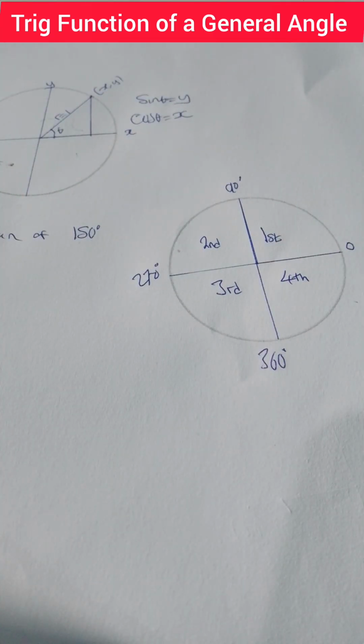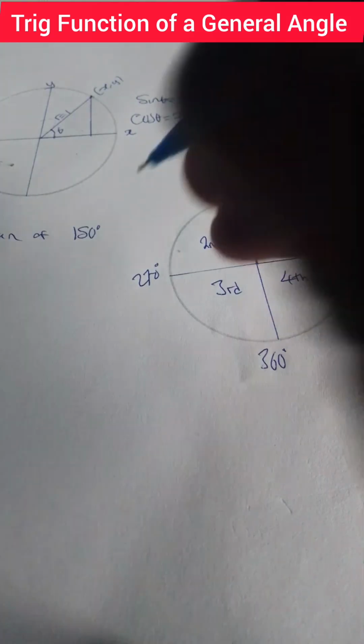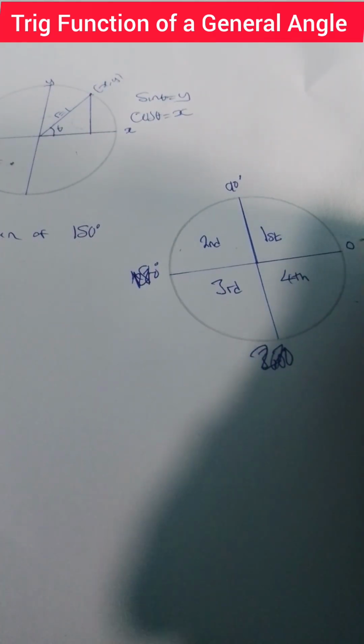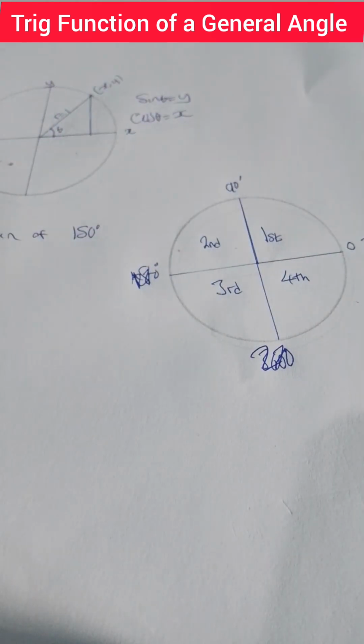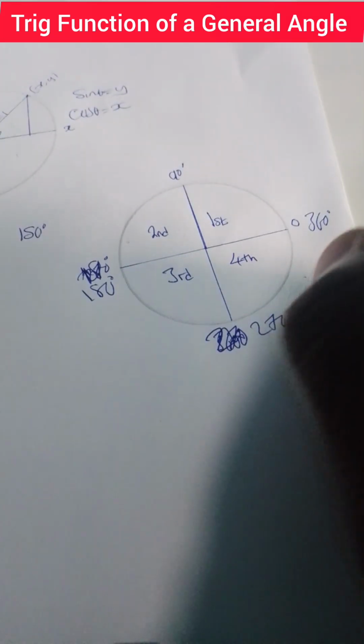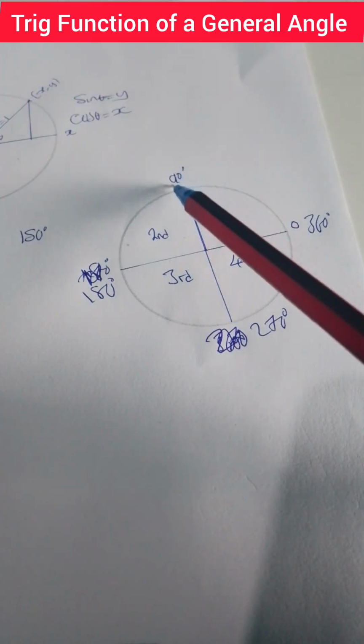So what do we do? This was our first step, which is to identify the quadrant. 150 degrees is between 90 degrees and 180 degrees, so it is in quadrant 2, the second quadrant. Sorry, this is 180 degrees here, then 270 here, then 360 again, where it started at 0. Sorry, this is dirty now. 180 degrees, then we have 270 degrees. So we find that 150 is between 90 degrees and 180 degrees.